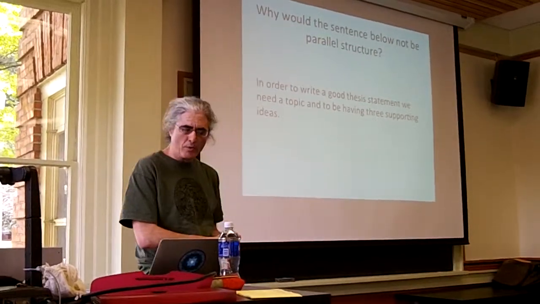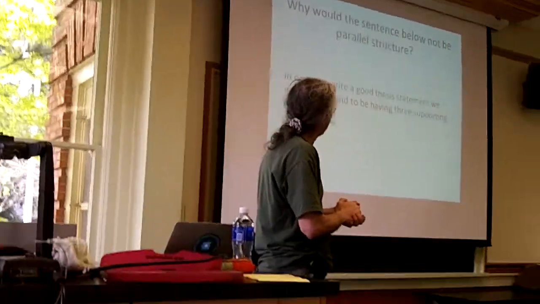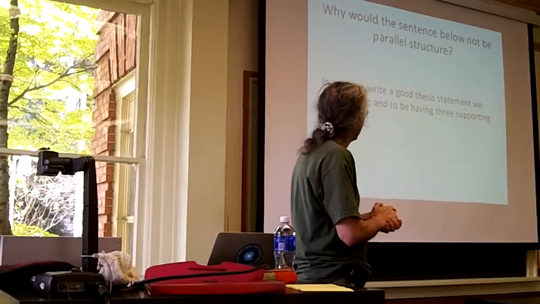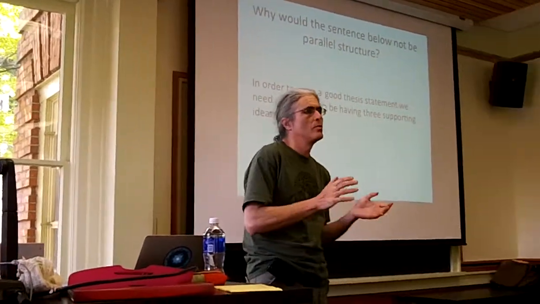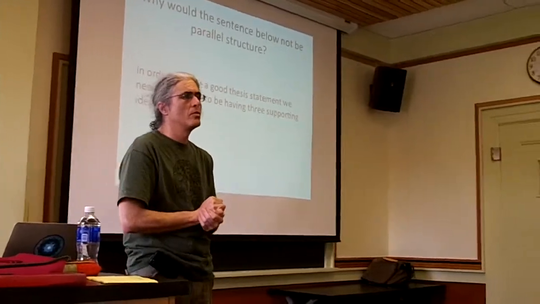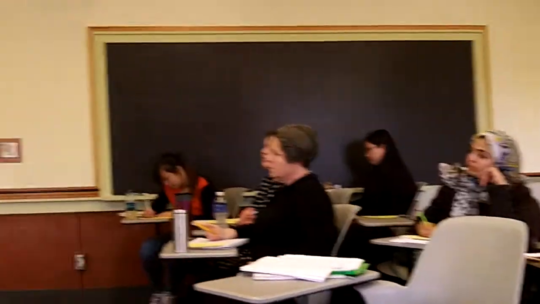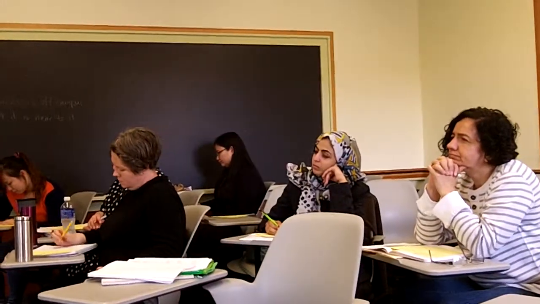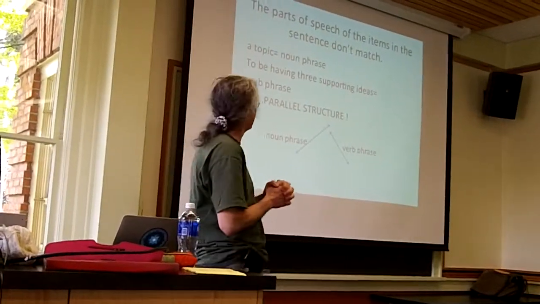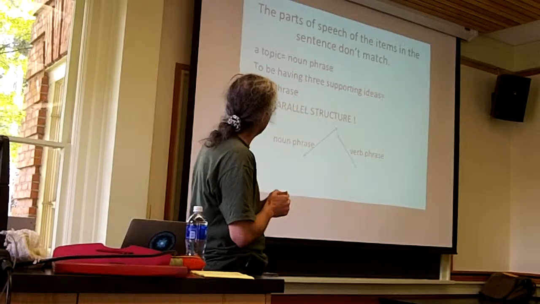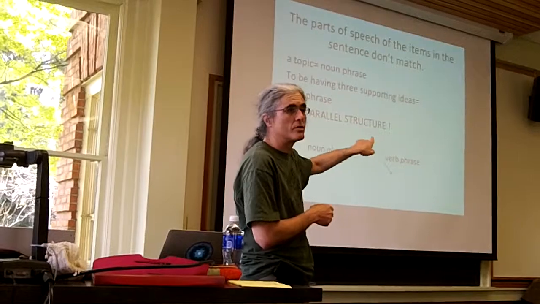Okay. Why would the sentence below not be good parallel structure? In order to write a good thesis statement, we need a topic and to be having 3 supporting ideas. Yes, Elena. One is a noun phrase and the other one is not a noun phrase. What is that? Verb phrase. It's a kind of a verb, isn't it? So the parts of speech or the items in the sentence don't match. We have a topic, which is a noun phrase, and then we have to be having 3 supporting ideas. That's a verb phrase. So the structure isn't parallel.